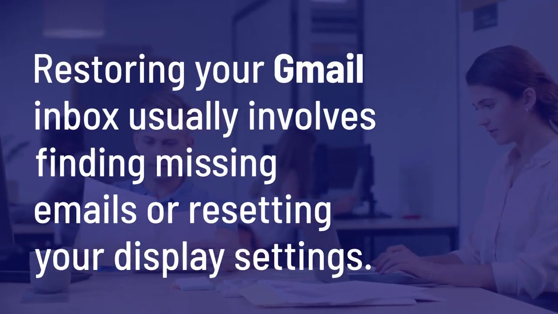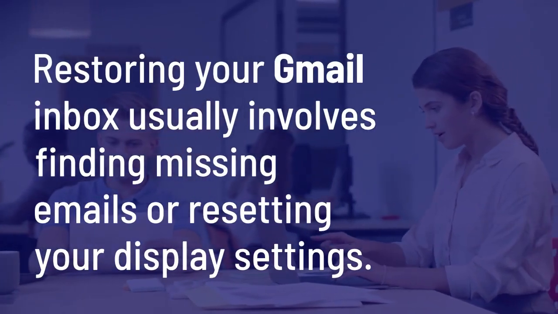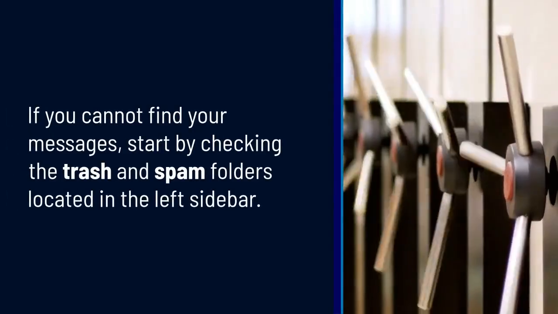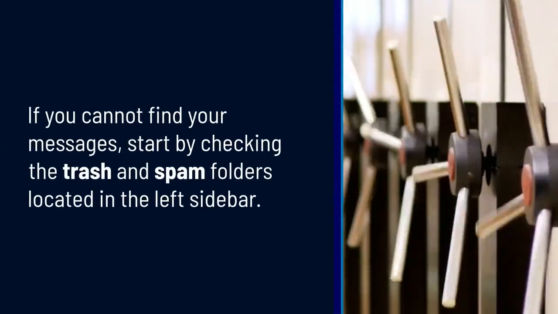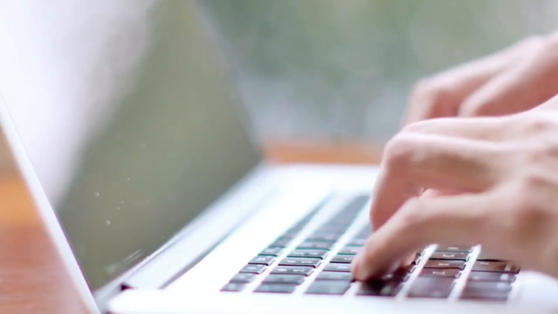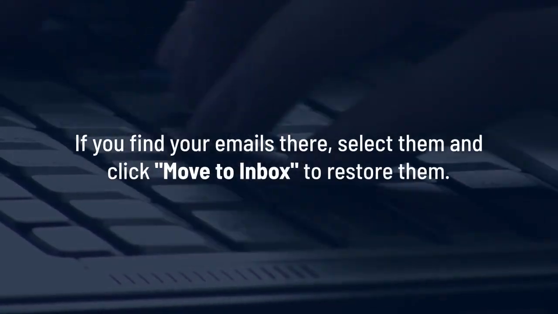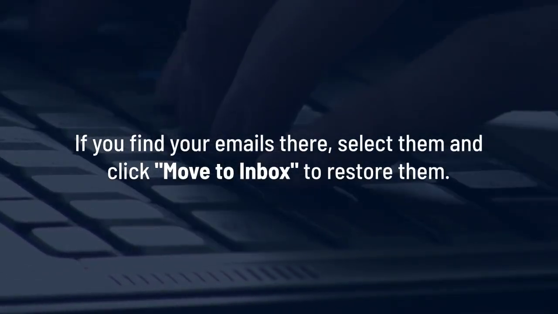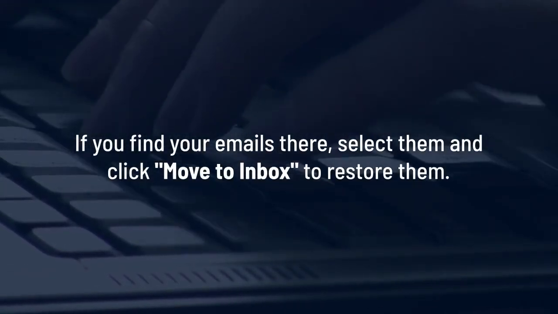Let's jump in. Restoring your Gmail inbox usually involves finding missing emails or resetting your display settings. If you cannot find your messages, start by checking the trash and spam folders located in the left sidebar. Click More to reveal these hidden labels. If you find your emails there, select them and click Move to Inbox to restore them.